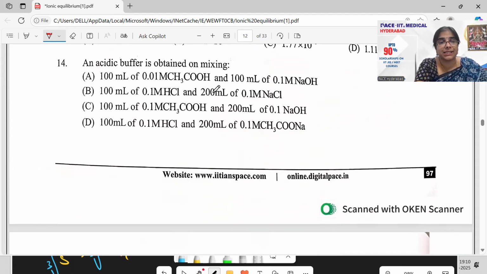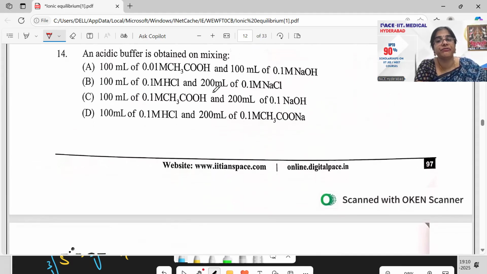All right. Next, number 14. Acidic buffer is obtained on mixing this much and all, they are asking. Okay. So acidic buffer means you need to have a weak acid. So option B is not an acidic buffer. Where is the weak acid? And this one also is not. Option D also is not that. Okay. So acidic buffer is being obtained by mixing these two things. Weak acid and the salt.